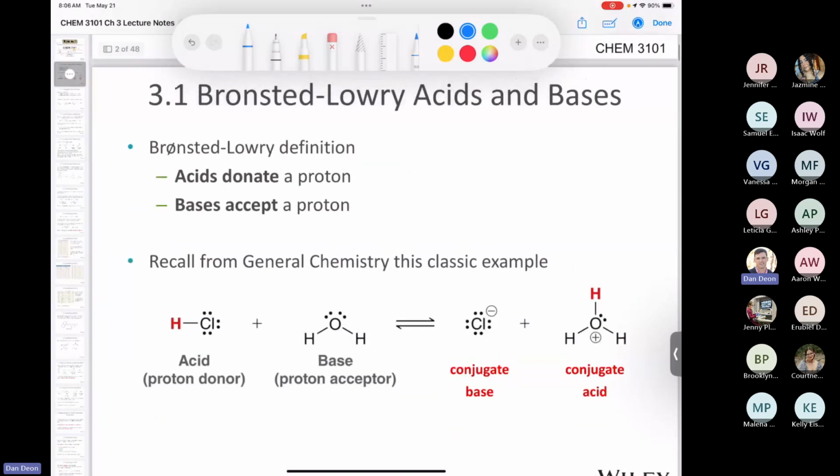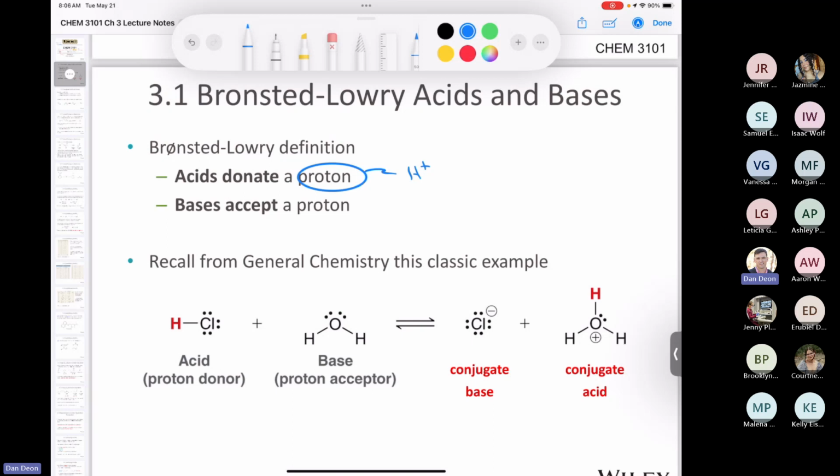So let's review what a Bronsted-Lowry acid and a base are. An acid is something that donates a proton, and a base is something that accepts a proton. So we could say an acid is a proton donor and a base is a proton acceptor. And remember that a proton is an H plus ion. If you think about a hydrogen atom, it's got one proton in the nucleus and one electron around it. If you remove that electron, what have you got left over? Just the nucleus, which is a proton.